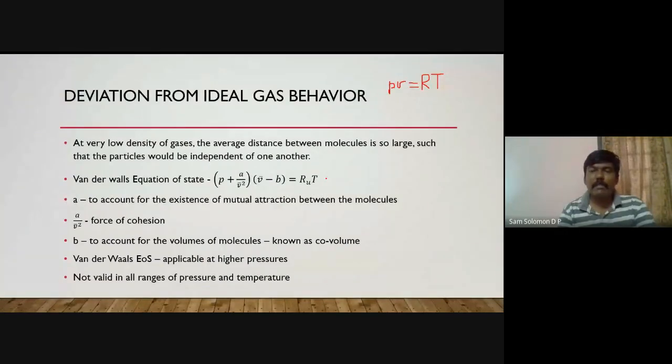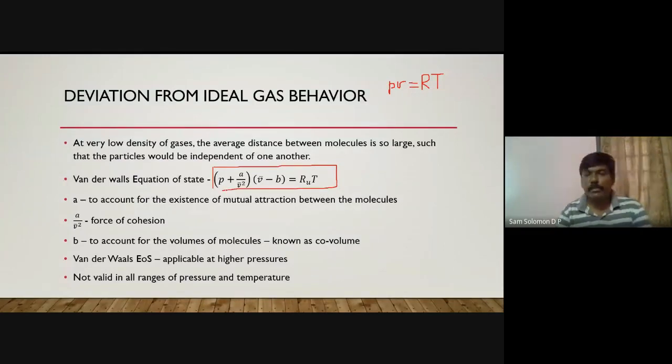One such equation of state is the van der Waals equation of state. The equation I have shown you here is (P plus a by v bar squared) into (v bar minus b) equal to Ru into T. The ideal gas equation is PV equal to RT, or in terms of v bar, P v bar equal to Ru into T, or Pv equal to n Ru into T. Here it is (P plus a by v bar squared) into (v bar minus b) equal to Ru into T. So this P and this v bar you can see in the ideal gas equation of state also.